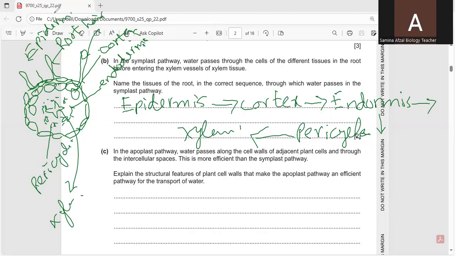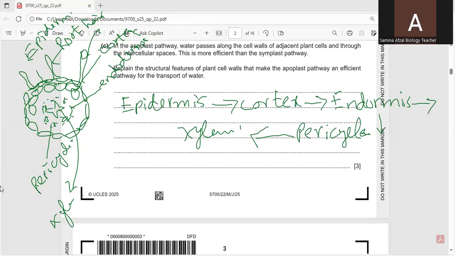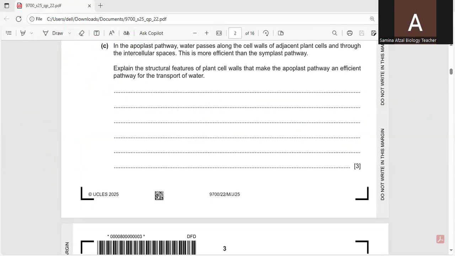Well, we are moving towards the next question, and the next question is, in the apoplast pathway, water passes along the cell walls of adjacent plant cells and through the intercellular spaces. This is more efficient than the symplast pathway. Explain the structural features of plant cell walls that make the apoplast pathway an efficient pathway for the transport of water. So in the apoplast pathway, the water moves through the cell walls, whereas in the symplast pathway, the water has to move through the cytoplasm.